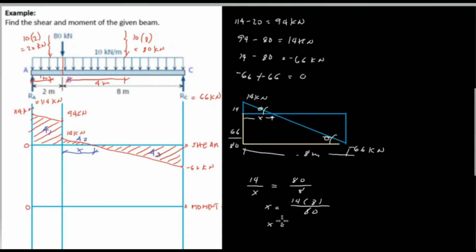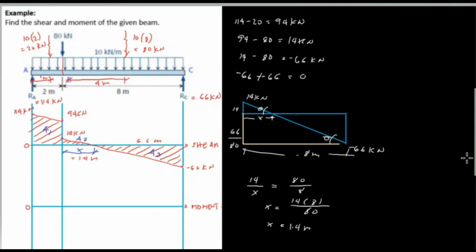So 14 times 8 divided by 80 is equivalent to 1.4 meters. So the distance from B to the zero shear is equal to 1.4 meters, and the remaining distance is 6.6 meters. Okay, so we have solved the value of x, which means we can now solve the areas.